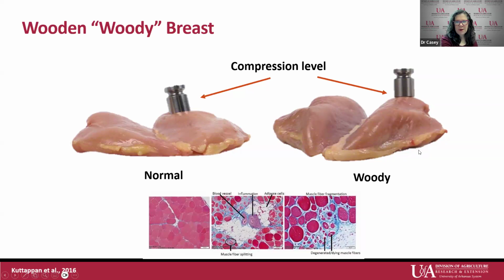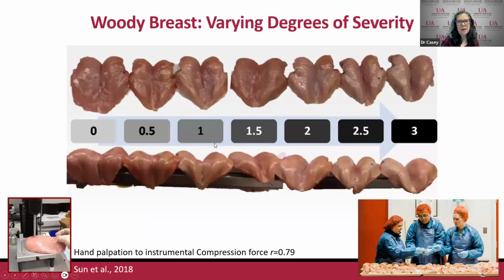So this is a woody breast fillet on your right, a normal fillet on your left. This picture is illustrating a 200-gram weight sitting on top of the fillet, and you'll see that there's no compression. There's a little bit of space between that weight and the fillet. In the normal one, it has no problem having a little bit of compression and making full contact with the fillet, because it's very flexible in nature.